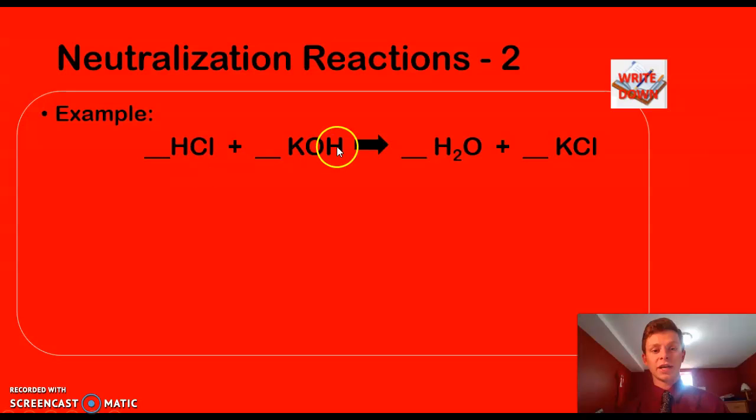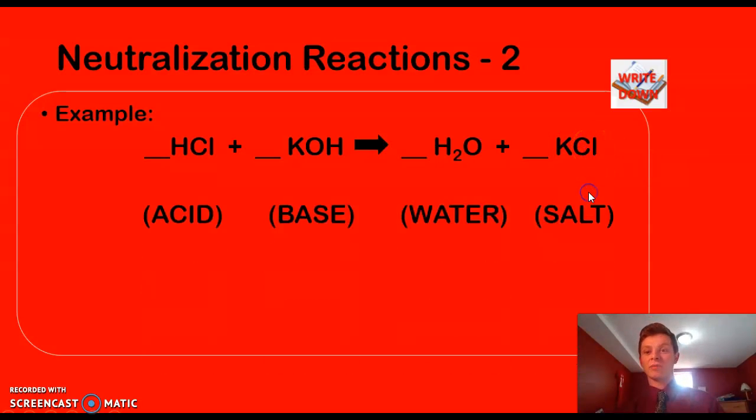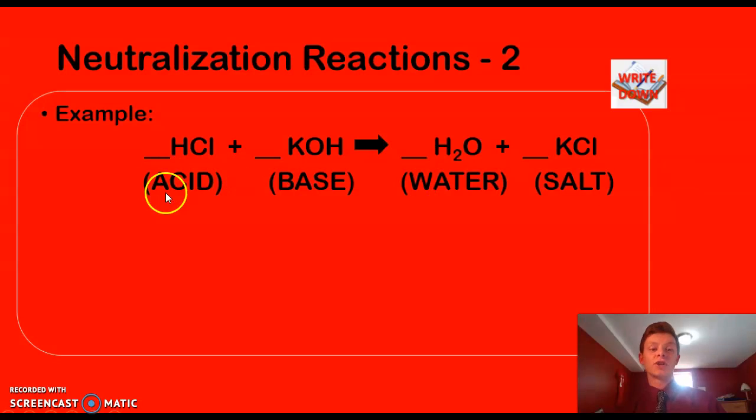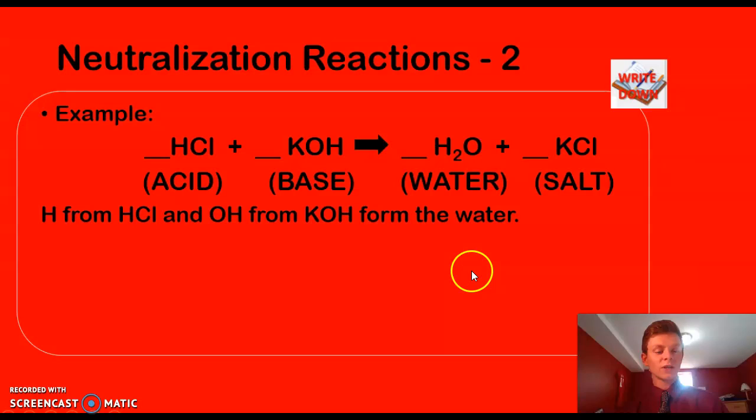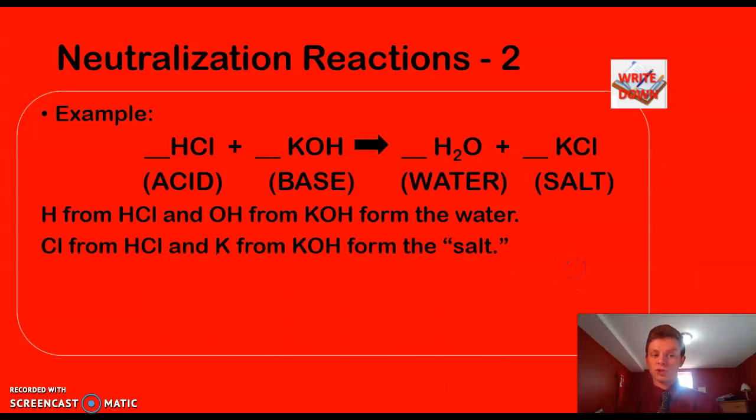Since you have the H plus and the OH minus, they will come together to form water. You'll also get this salt that we've been talking about. A salt is just an ionic compound, a metal and a nonmetal. So this is what everything is classified as. The H from the HCl and the OH from the KOH form the water, and then your Cl from the HCl and the K from the KOH form your salt, your ionic compound.